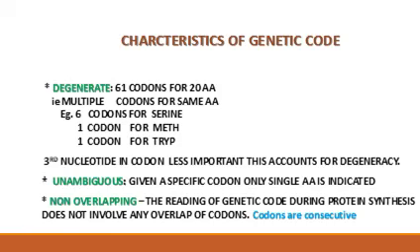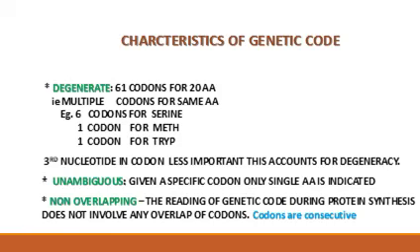Now, what are the characteristics of the genetic code? Firstly, it is degenerate. There are 61 codons for 20 amino acids. So certain amino acids, as I showed you earlier, may have multiple codons. For example, for serine, there are 6 codons. For methionine, there is only 1 codon. For tryptophan, there is only 1 codon. Now, the third nucleotide in the codon is less important, and this accounts for the degeneracy.